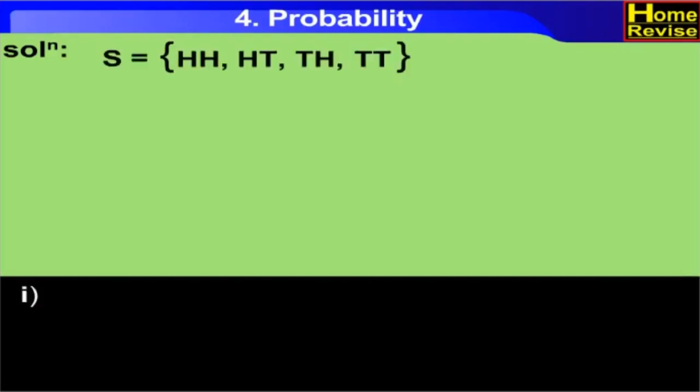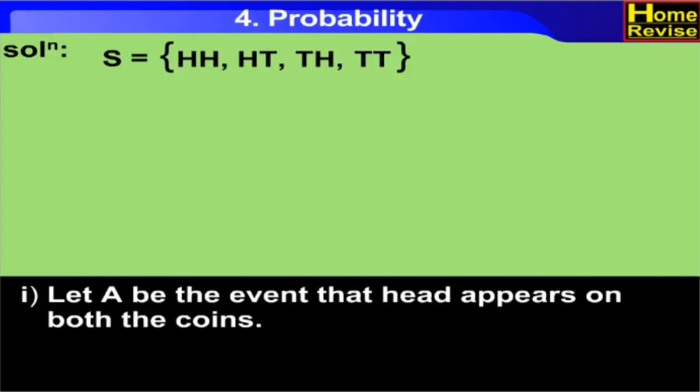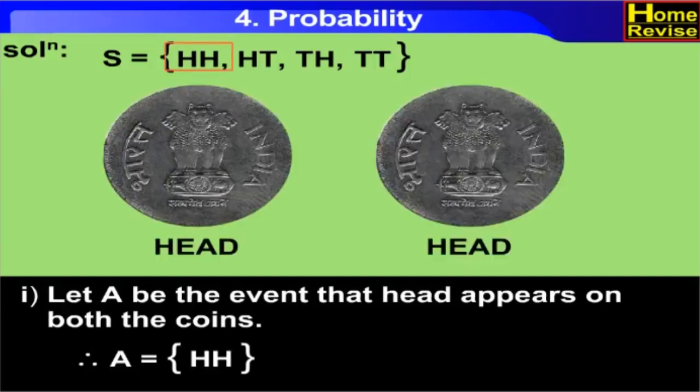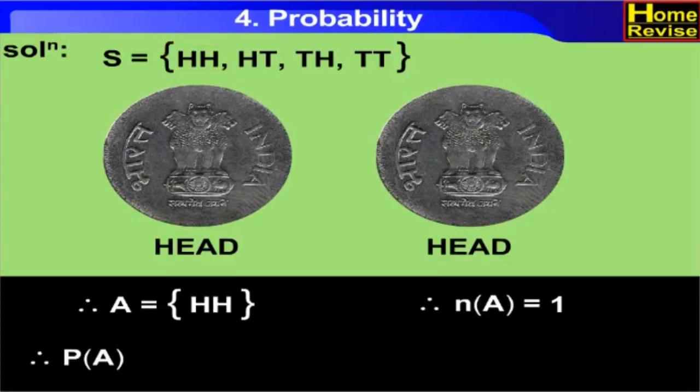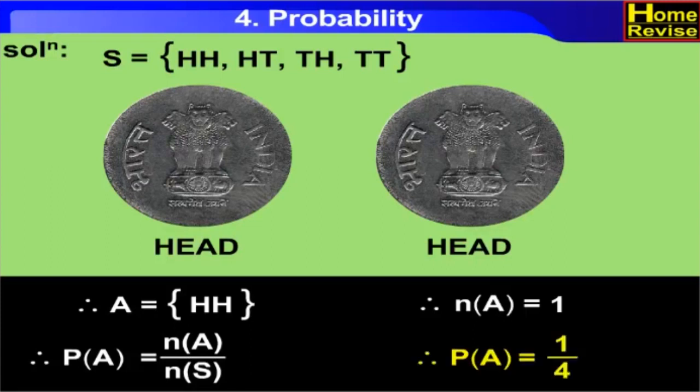Now let us find the probability of the given events. Number 1. Let A be the event that head appears on both the coins. Therefore, A is equal to, in curly brackets, HH. Therefore, n of A is equal to 1. Therefore, probability of A is equal to n of A upon n of S. Therefore, probability of A is equal to 1 upon 4.